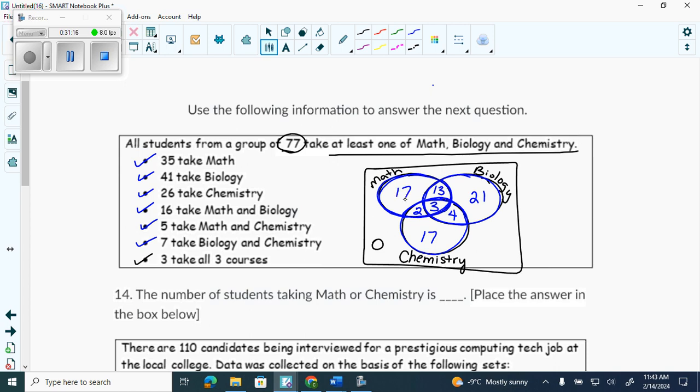Okay. The number of students taking math or chemistry, what shape is that? Snowman. So math or chemistry is this snowman, correct? Do I care anything about the bio people? Nope, I want math or chemistry, so I add them up. If they're taking bio, cool, that's awesome, but I still count. So 17 and 13 is 30. 2 and 3 is 5, 9, 49, 56.